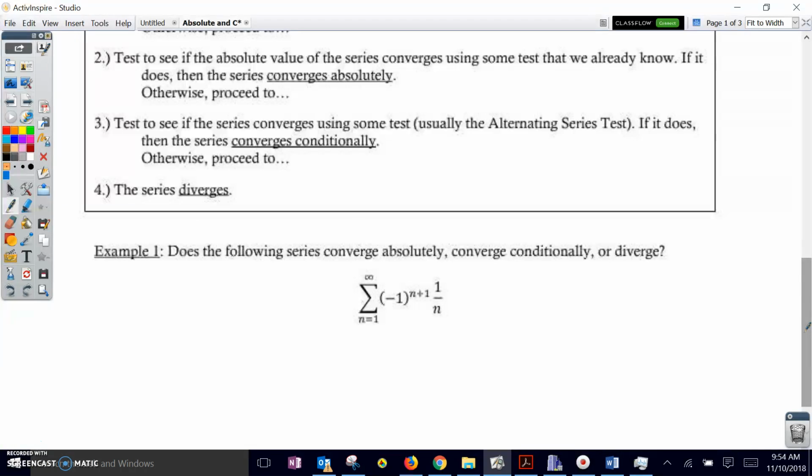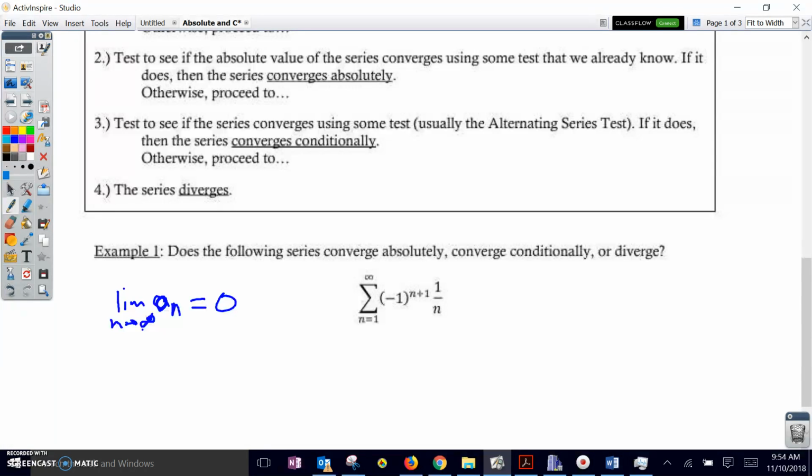So example 1, let's look at this series. Does this series converge absolutely, converge conditionally, or diverge? The first thing I'm looking at is the limit as n goes to infinity of a sub n. Is that equal to 0? If it's not, then the series diverges by the nth term test. But in this case, it's equal to 0, so the nth term test is inconclusive. So I'm going to continue to proceed.